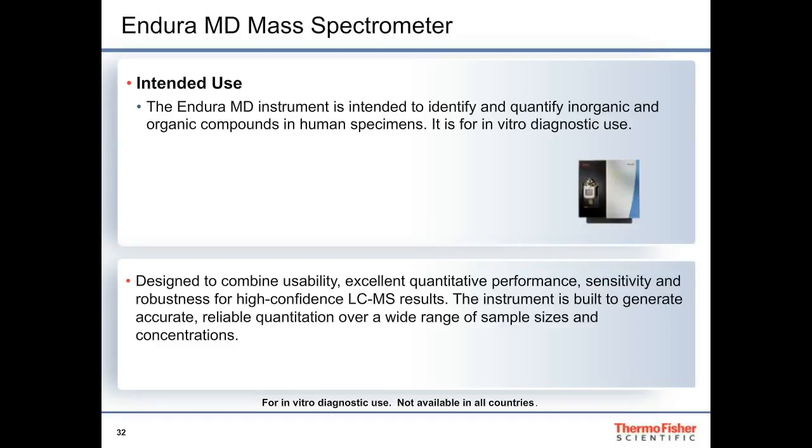The Endura MD is a triple quadrupole mass spectrometer designed to reliably identify and quantify various analytes from various samples that have been processed by various chromatographic and sample cleanup strategies in order to minimize sample matrix interferences. When coupled to optimized sample cleanup and chromatographic processes, the Endura MD mass spectrometer provides accurate and reliable quantitation over a wide range of sample sizes and concentrations.